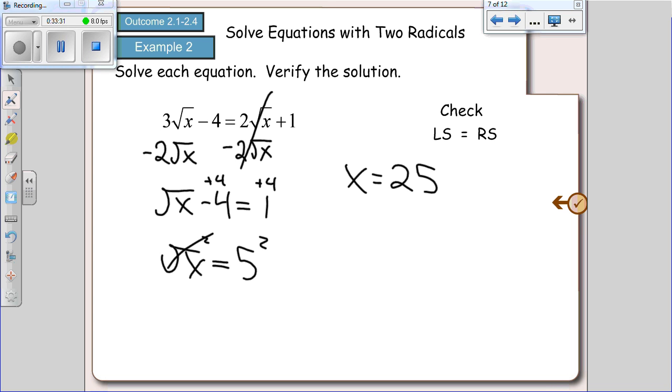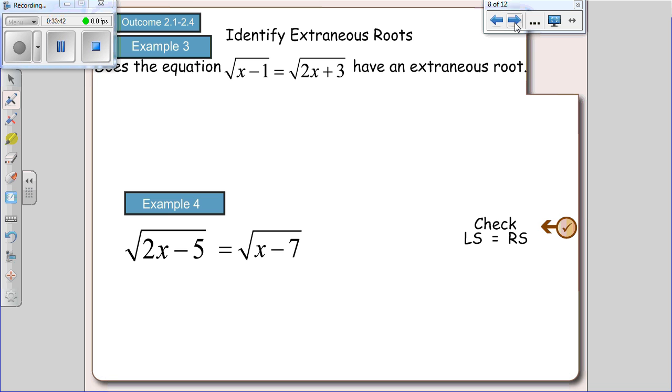You can't have a square root. No, that's a good question. Your answer will always be just x is equal to something. It'll be a nice clear-cut number.